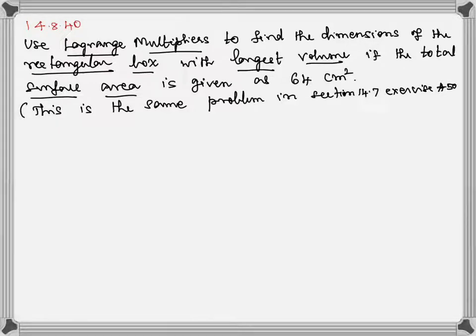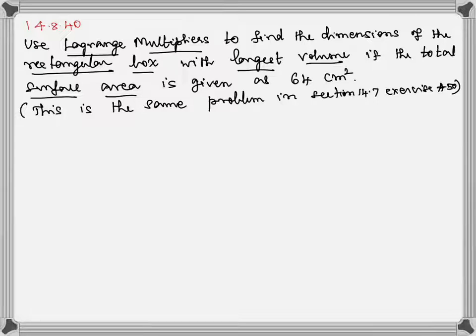Hi, in this video, I will be showing you problem number 40 of chapter 14, section 8. Use Lagrange multipliers to find the dimensions of the rectangular box with largest volume if the total surface area is given as 64 centimeters squared. This is the same problem as in the previous section 14.7, exercise 50.